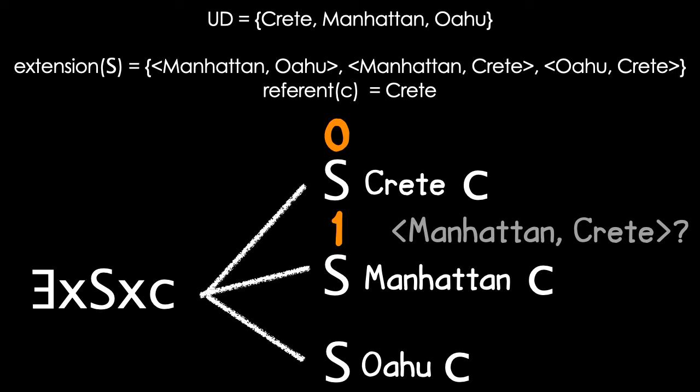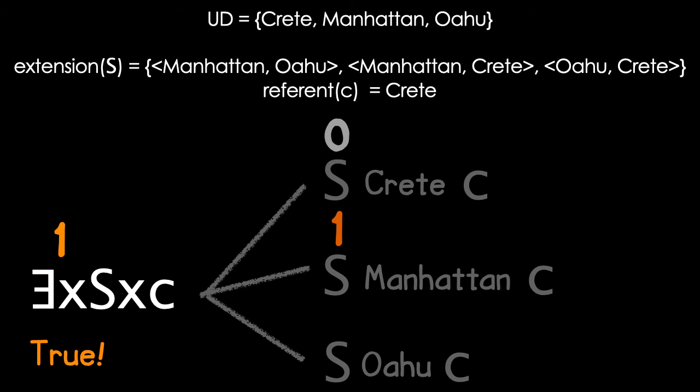The important point is that the exists x says that we can find at least one thing in the universe of discourse that will satisfy the subformula. And we've already found one thing, Manhattan. S Manhattan c got a value of 1. So exists x, Sx, c also gets a value of 1, and it's true. Although longer sentences are more complicated, these strategies are enough to let you determine the truth value of any sentence given a model.